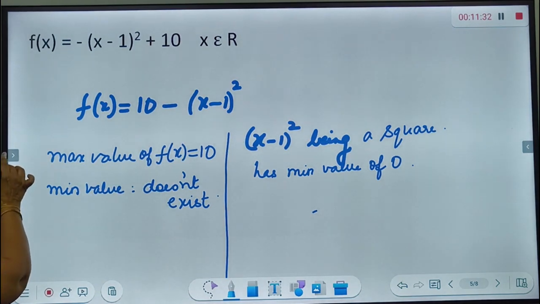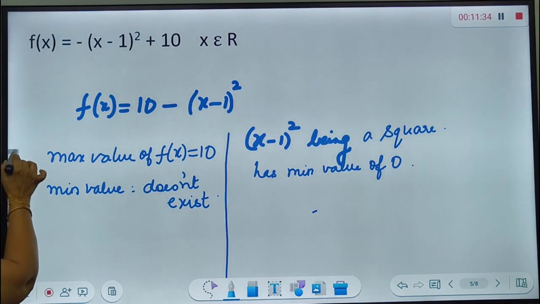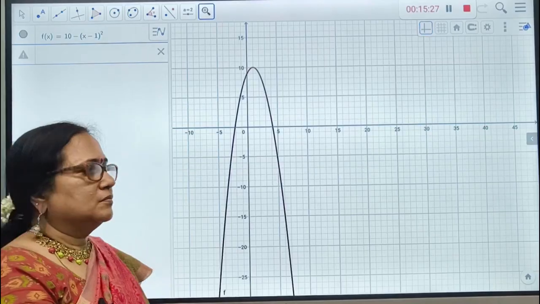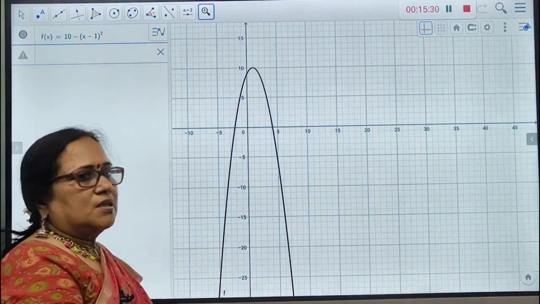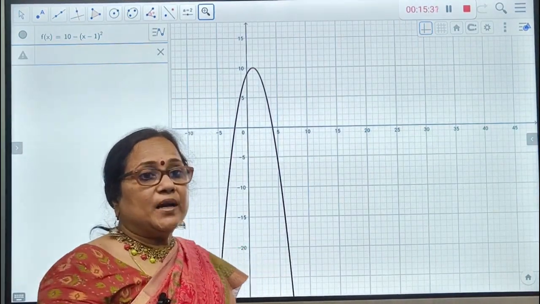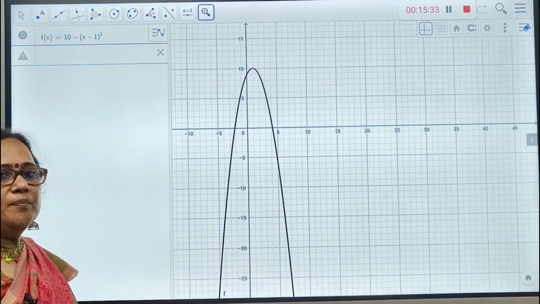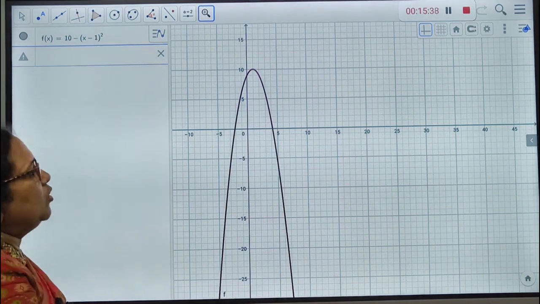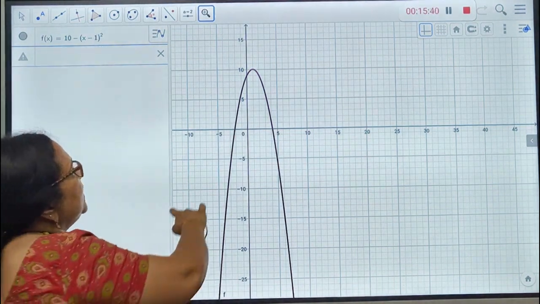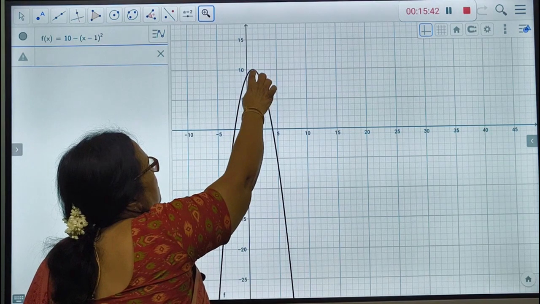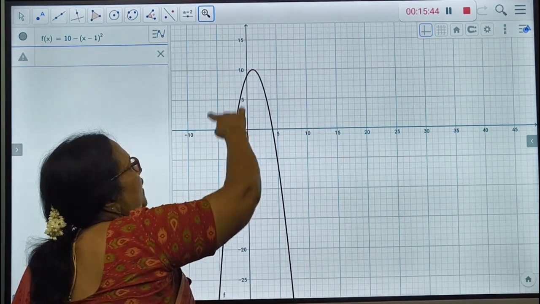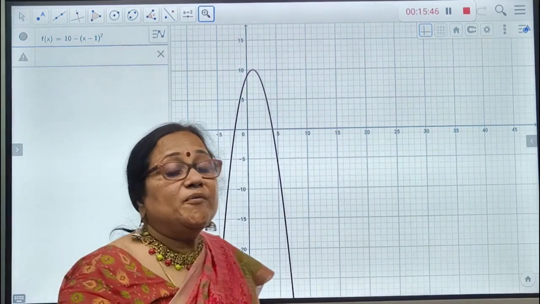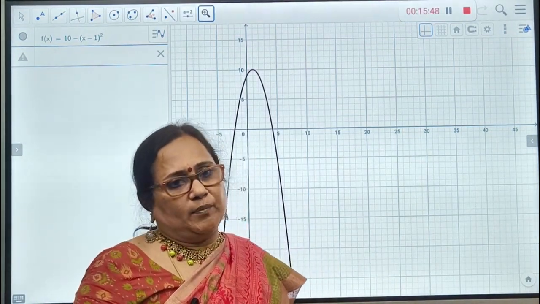In fact, we can look at this in the GeoGebra also. See, we were exploring algebraically what are the maximum and minimum values of y equal to 10 minus x minus 1 the whole square. Okay, you can easily see the maximum value is 10. You can only tell the maximum value. Minimum value you cannot tell, it cannot be determined.